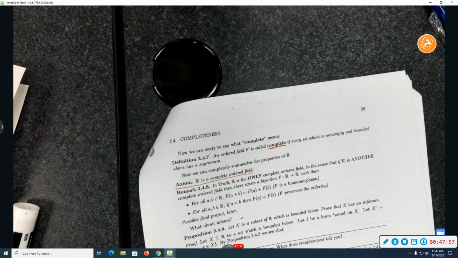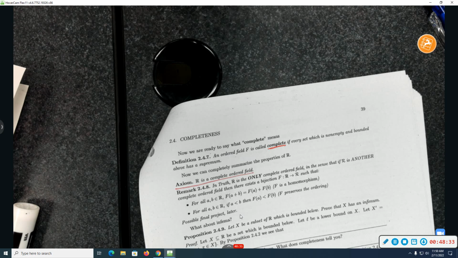So here's what I really mean by that. The real numbers are the only complete ordered field, in the sense that if script P is another complete ordered field, those of you who don't like using LaTeX, I'm sorry, but I'm going to use LaTeX abbreviations occasionally. Math power is that font. If you have another complete ordered field, then there's a bijection F between the real numbers and script P such that for every a and b in the real numbers, F of a plus b is F of a plus F of b, so F is what's called a homomorphism.